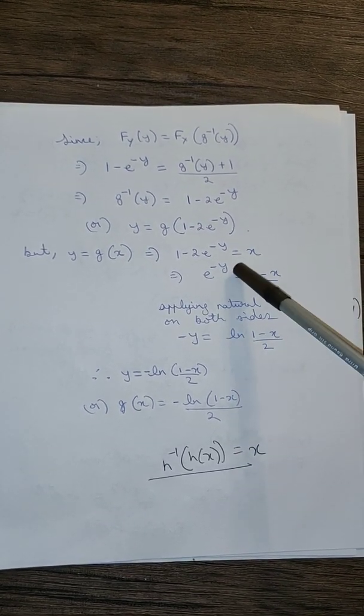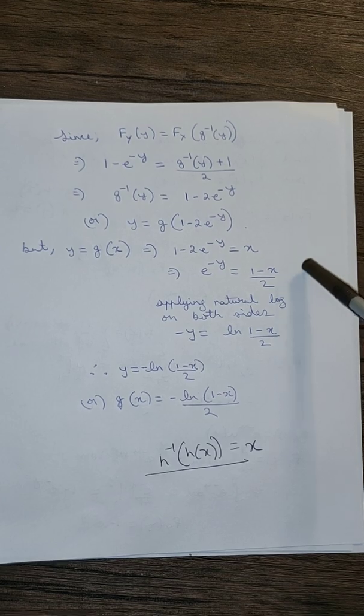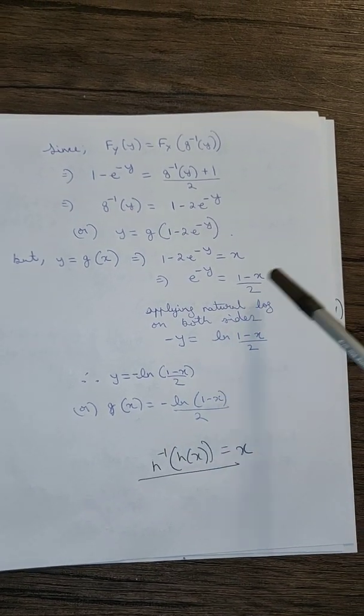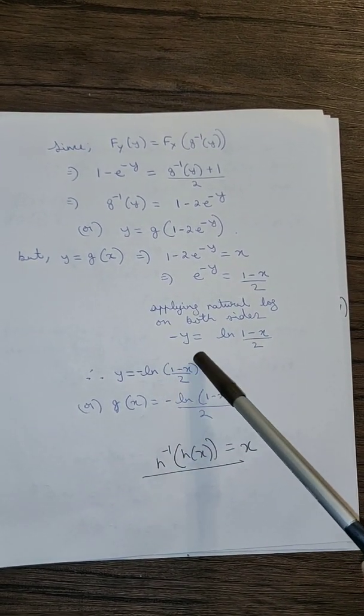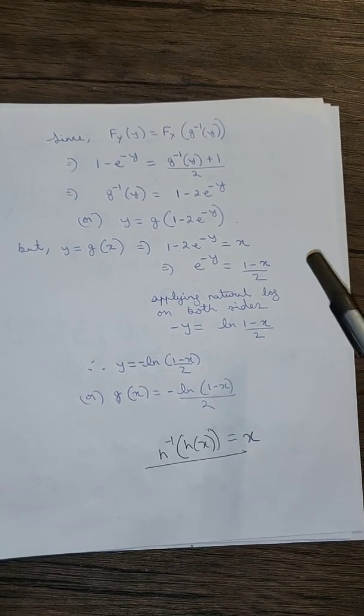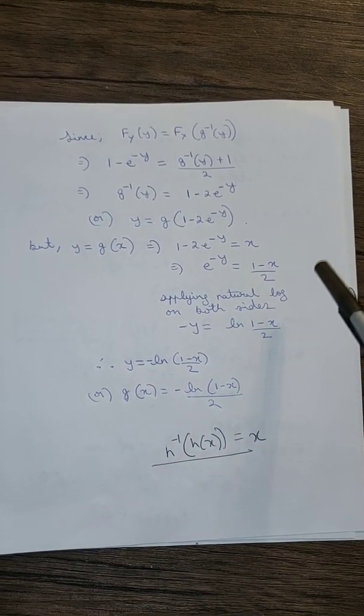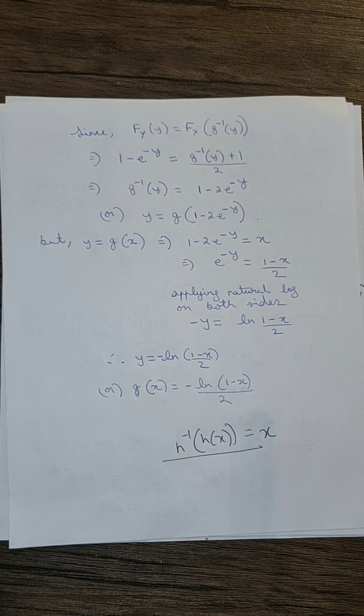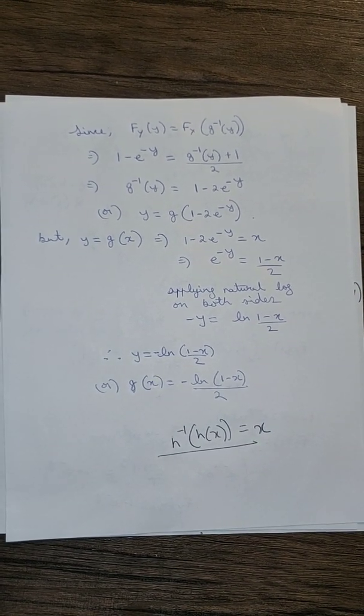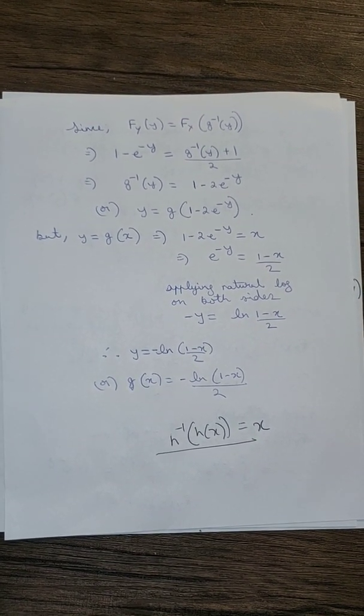So we separate the x and y's. e to the power minus y is (1 minus x) by 2. Applying natural log on both sides, minus y equals ln of (1 minus x) by 2, or y equals minus ln of (1 minus x) by 2. So we got the final result, g of x, which is minus ln of (1 minus x) by 2.